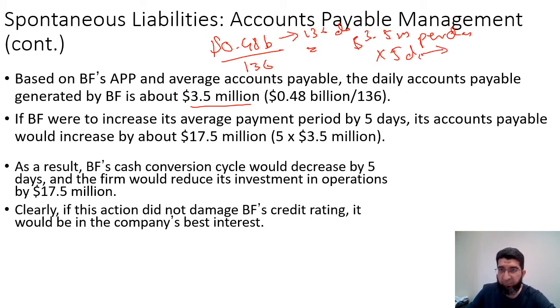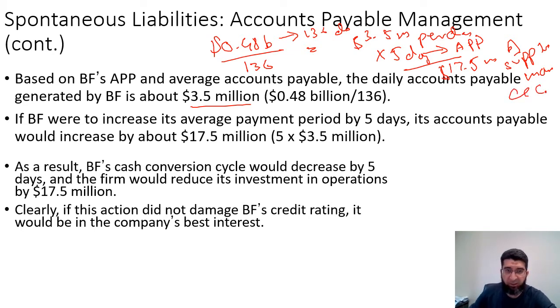This 5 days represents the accounts payment period, and if we increase the accounts payable period by 5 days, this will be $17.5 million of suppliers' money that will be part of the cash conversion cycle.